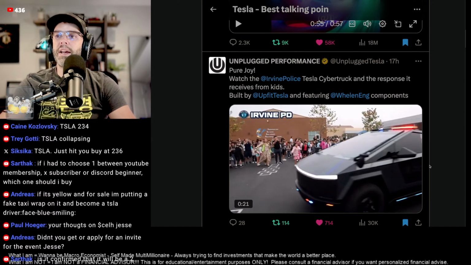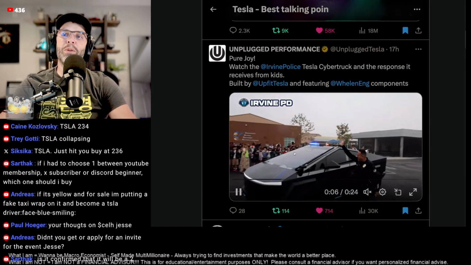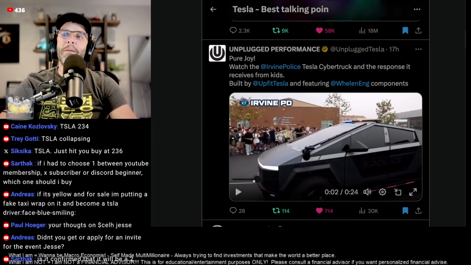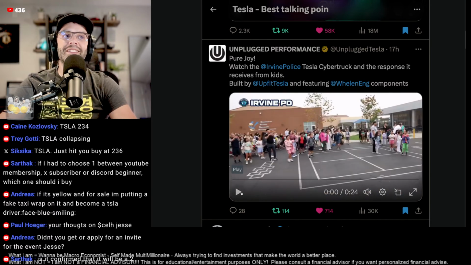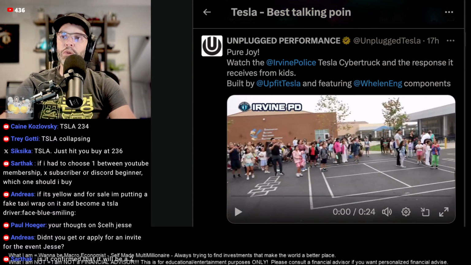And then we'll look at Tesla collapsing. Oh, I got to show you this. Speaking of Tesla collapsing, look at these kids collapsing all over the place when they see the police version of a Cybertruck. This is so cool. This is the future, guys. The kids are our future, and I can tell you what their view is.